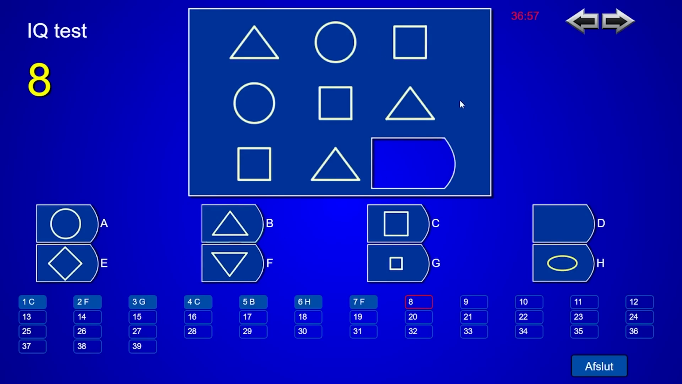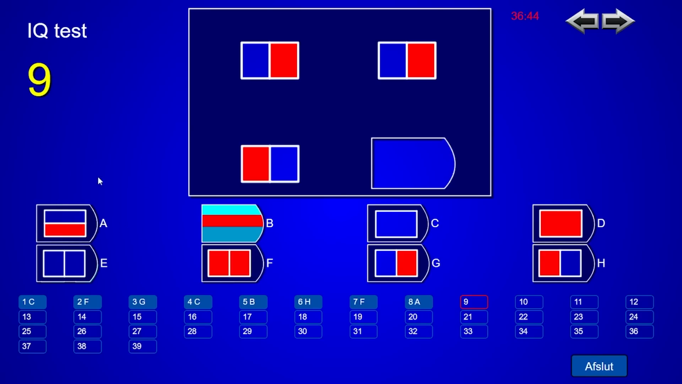And here we have 3 shapes on each line, so we would need a circle, and there's just 1 circle.